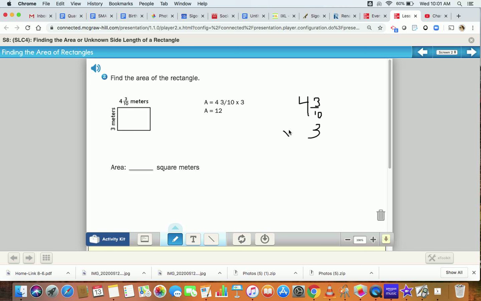And 4 3/10 is made up of 4 and 3/10. And 3 is just made up of 3. So then you would multiply 4 times 3, which would be your 12. And then 3/10 times 3, which would be 9/10. And then you would add them together. So 12 and 9/10 would be your area for this one. Okay, so 12 and 9/10.